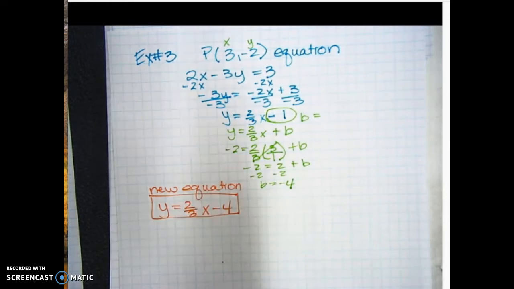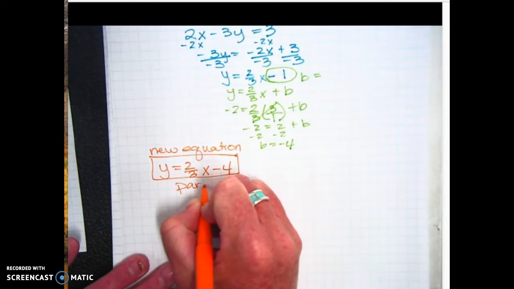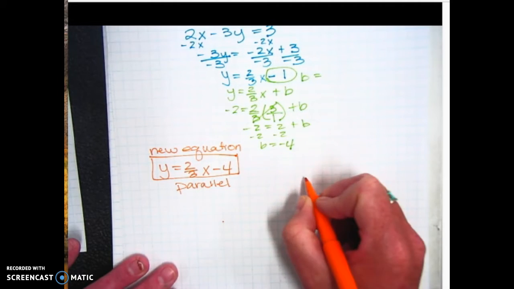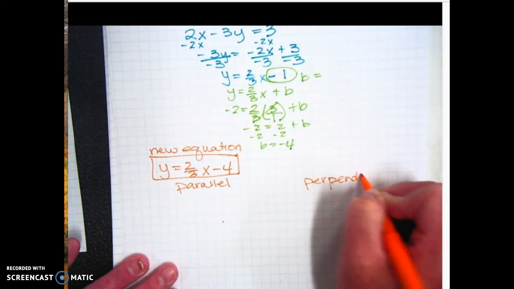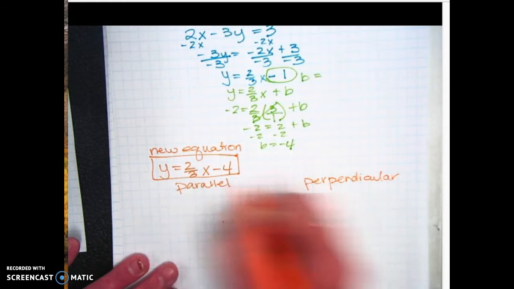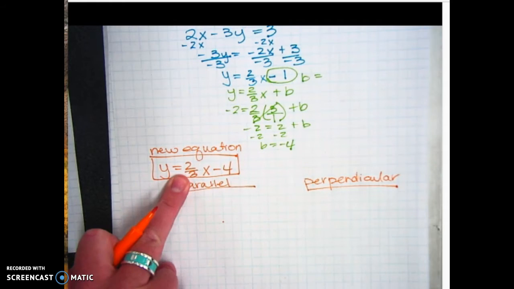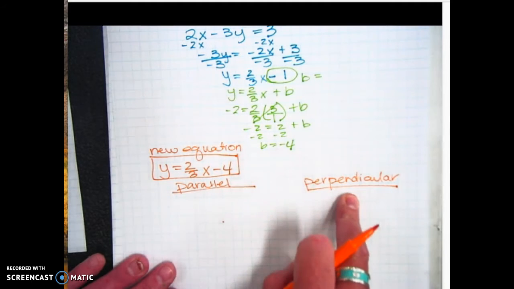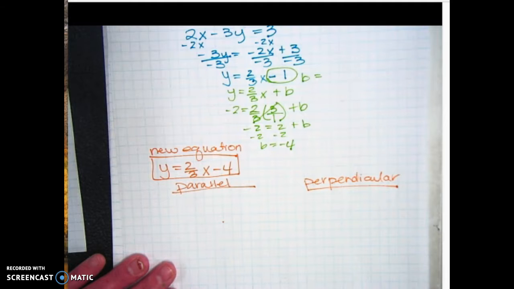Okay. Then the book is going to say, find a line that's parallel to this, and find a line that's perpendicular to this. All right, so a parallel line is going to have that same slope. A perpendicular line is going to have a negative reciprocal slope. So parallel is easier, right? So let's start with parallel.